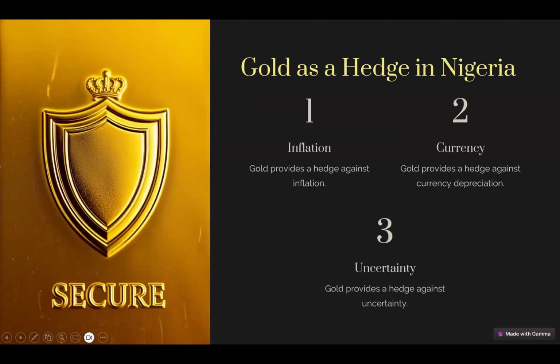So key takeaways for me for this entire presentation: gold is gold. I can say everything else that you know, but gold is gold. It provides a good hedge for inflation. We all know that. It gives a good hedge for your currency. If you're in Nigeria, I don't need to tell you too much, but it's the same thing all over the world. You hedge your currency, and it provides good prospects for uncertainty.